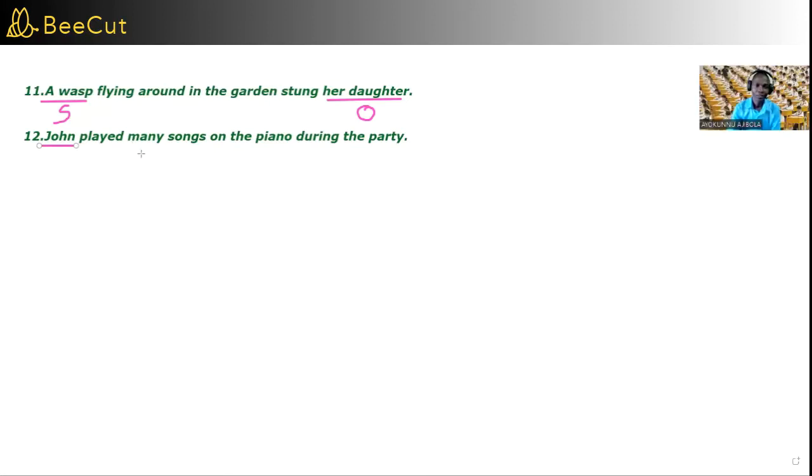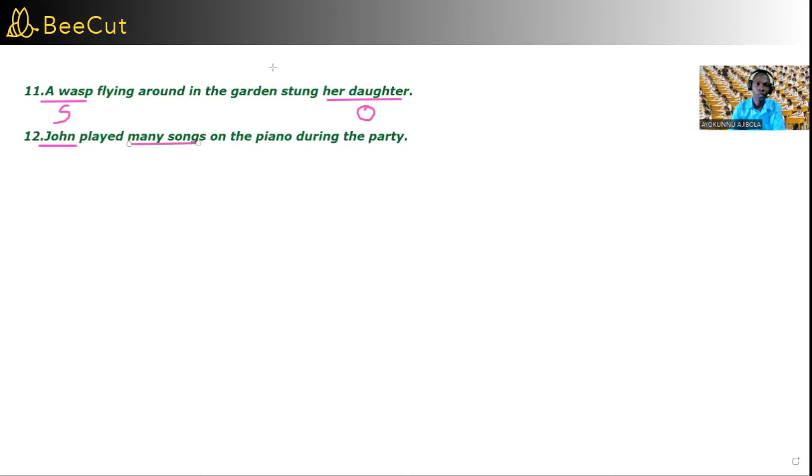John played what? A piano. What did John play on the piano? Songs. Aha! So what is the object now? The object is song. Any song. Song on piano. Yes, many songs. So John played many songs on the piano.